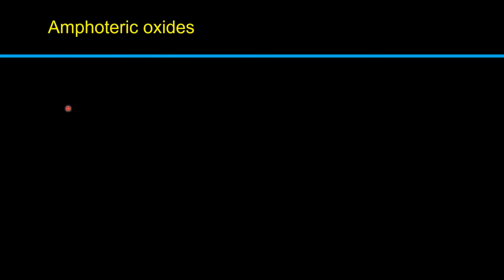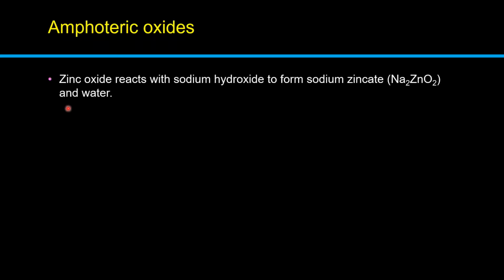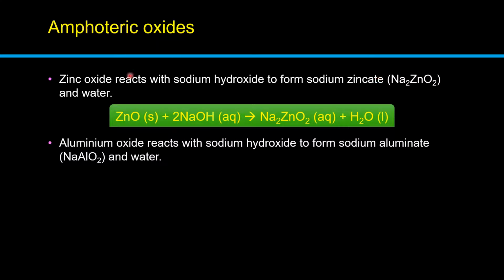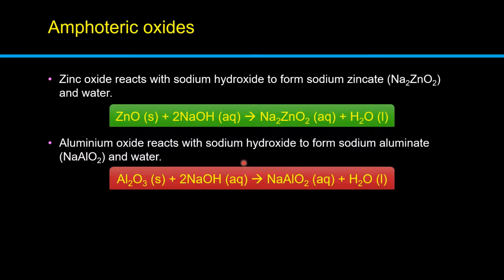There is a special type of oxides called amphoteric oxides. Take for example zinc oxide. It reacts with sodium hydroxide. It is a base. You have to note it down. So previously it was reacting with hydrochloric acid. Now it reacts with the base sodium hydroxide to form sodium zincate, that is salt, and water. So this is the reaction. In the same way, aluminium oxide also reacts with the base to form the salt sodium aluminate and water. This is the reaction representing the formation of sodium aluminate.